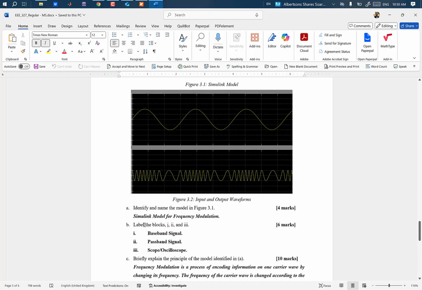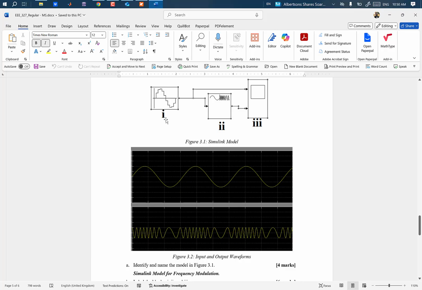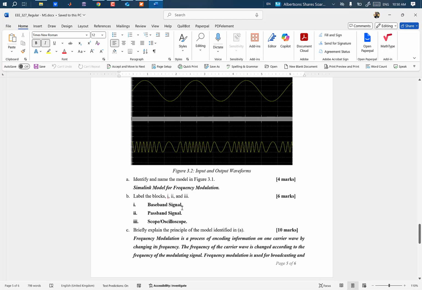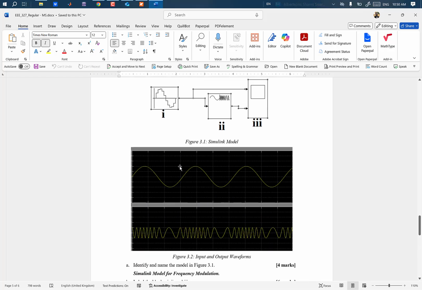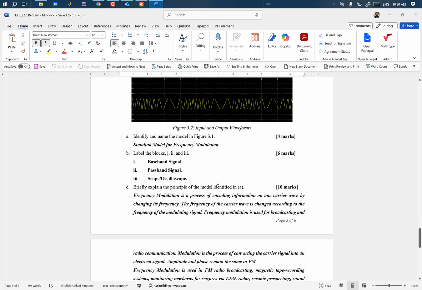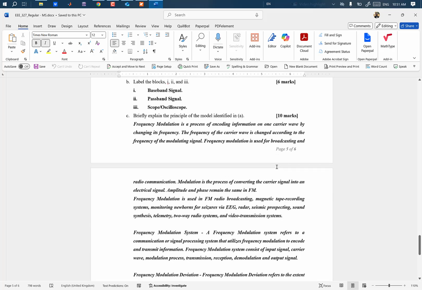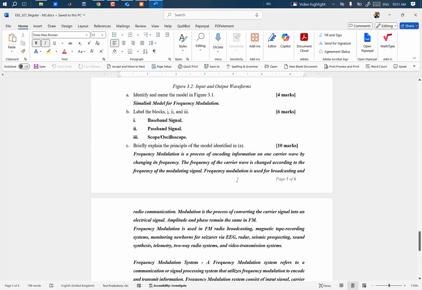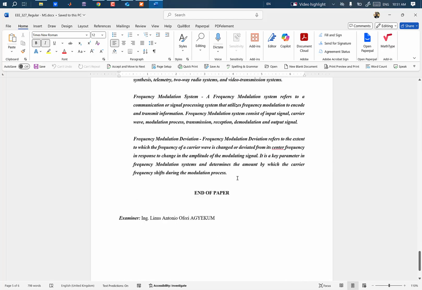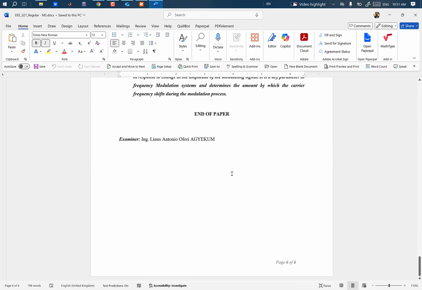And then we're supposed to label the blocks. So you have baseband signal, passband signal, scope, and then oscilloscope. And then you have to explain the principle behind frequency modulation briefly, looking at the marks that should inform how your explanation should be. And that was basically a simple exam.